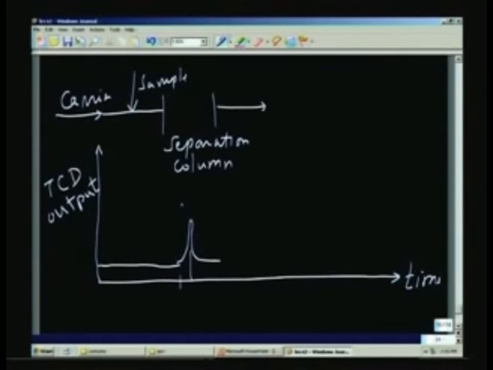So, this is gas 1, and then there will be no activity for some time, and after some time you will see one more peak, gas 2. Of course, the height of the peak and the area under the peak will be based on the amount of the gas present, and after some time again you will get a gas 3 and so on and so forth.